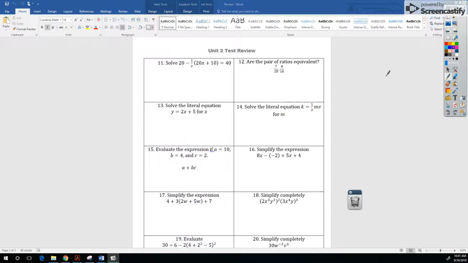Let me check my time. Okay, I'm good. All right, evaluate the expression if a equals 10, b equals 4, c equals 2. So all I'm doing is substituting those in. If a is 10, I'm putting a 10 right there. If b is 4, I'm putting a 4 right there. If c is 2, I'm putting a 2 right there. Oops, right there.